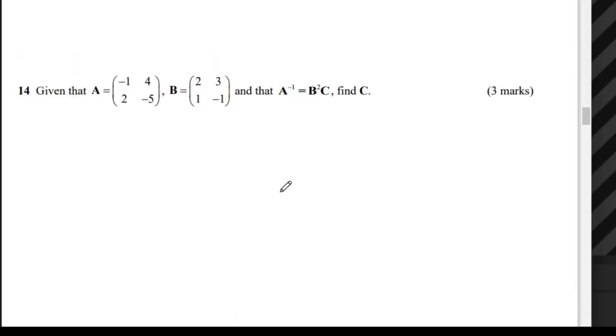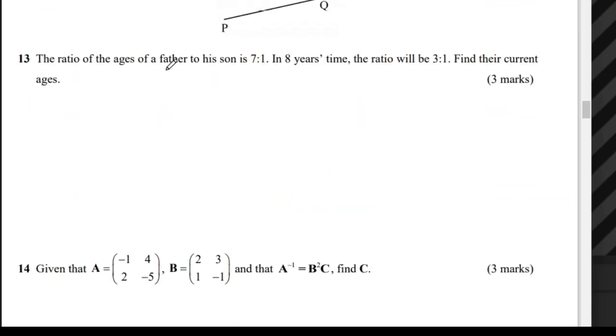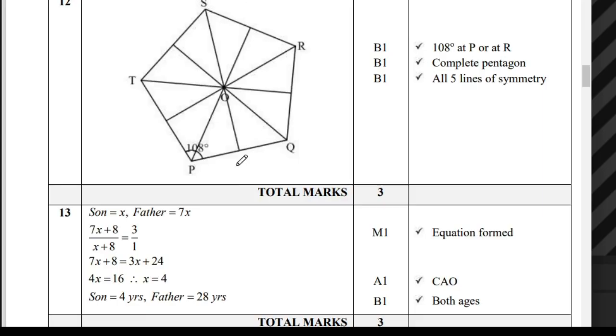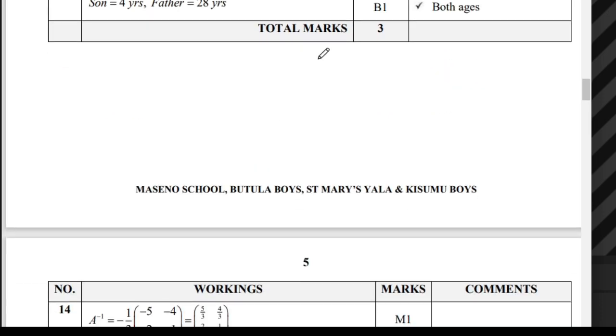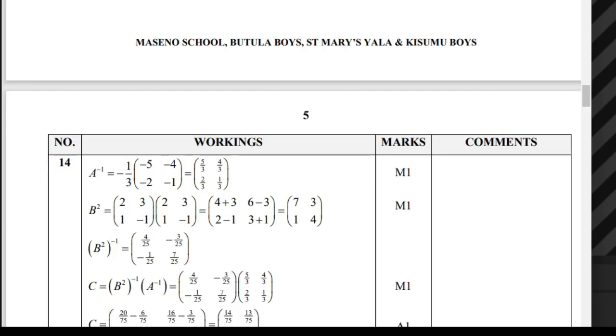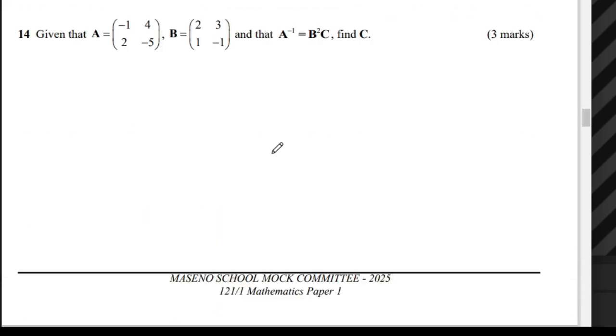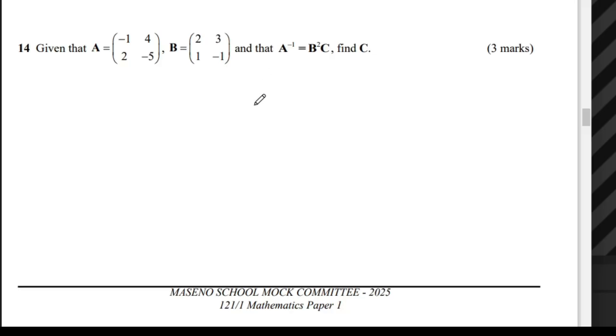Number 13, the ratio of ages of the son is this. In 8 years' time, the ratio will be this. Find their current ages. Correct. Number 14, matrices. Given that A is this, B is this, find the inverse of B squared C. Find C.